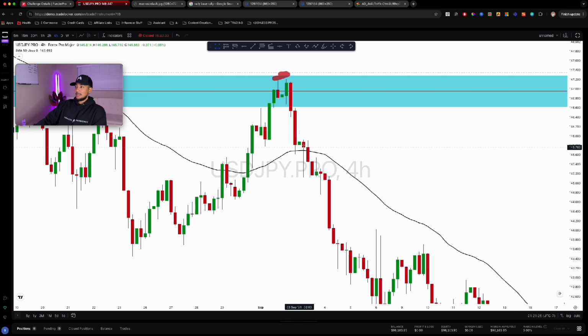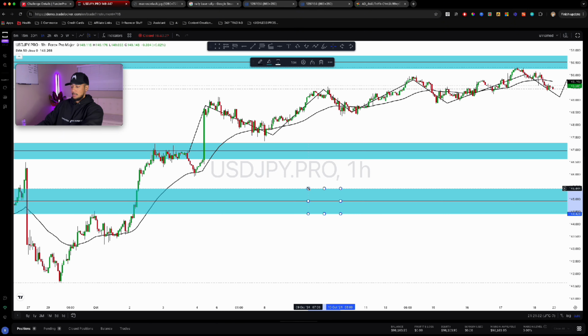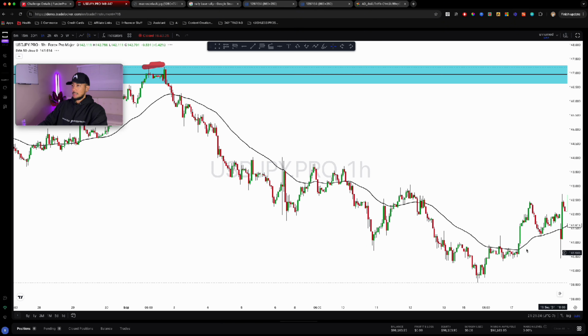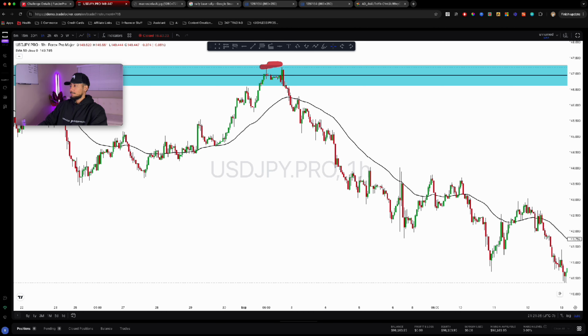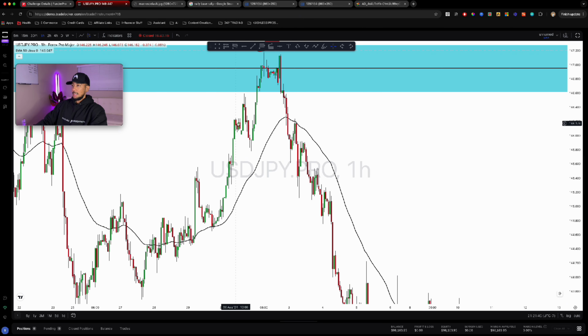So now price is down here. Let's get more granular and go back to where price was. Okay, so now price is here and it broke that 50 EMA. So price is super bearish, comes all the way down here. It retests on that 50 EMA.